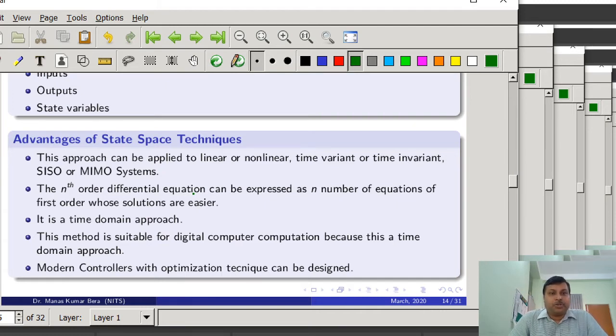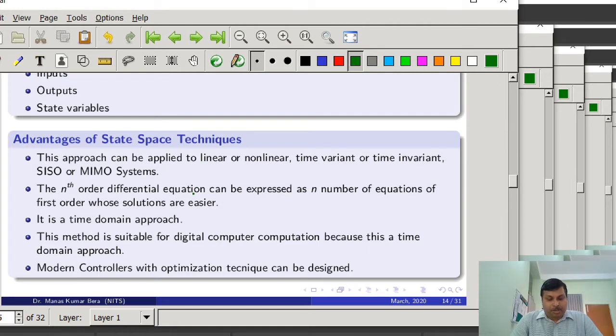This approach can be applied to linear or non-linear, time variant or time invariant, SISO or MIMO systems. These things we already pointed out in the first lecture, that the state space technique is a more generalized technique, where we will see later on that linear, non-linear, time variant, time invariant, SISO as well as MIMO systems can be represented. And most importantly, an nth order differential equation can be expressed as n number of first order equations whose solutions are easier.